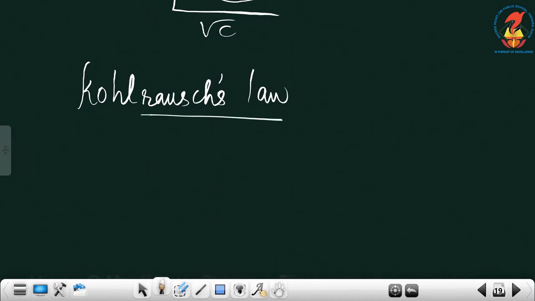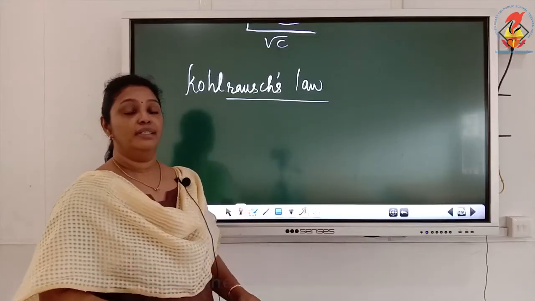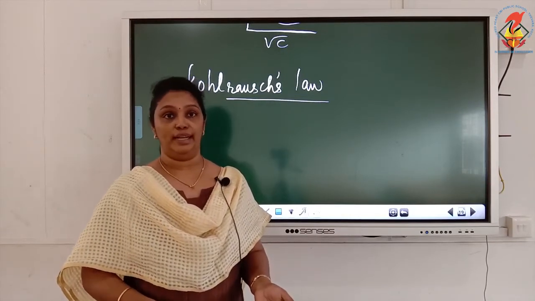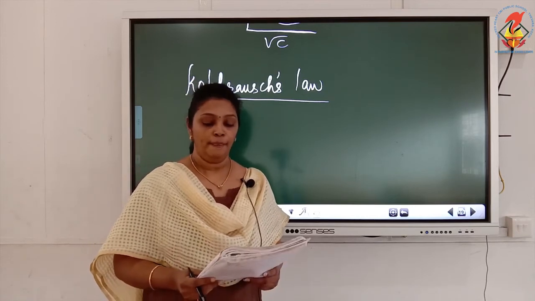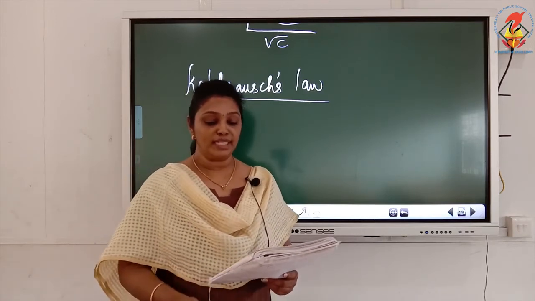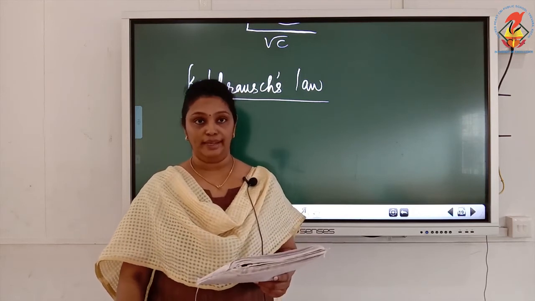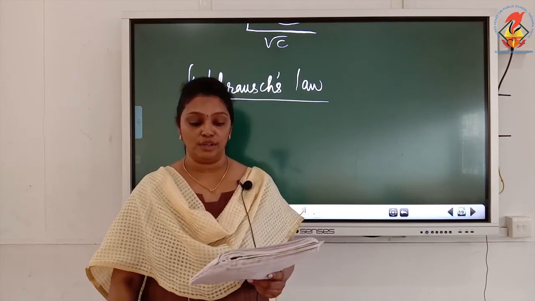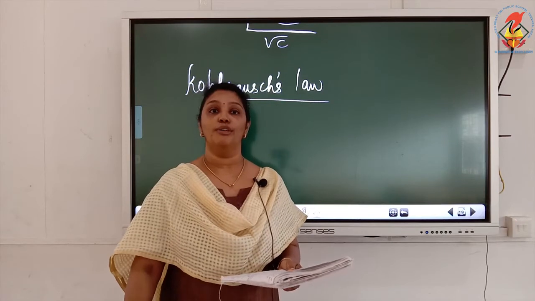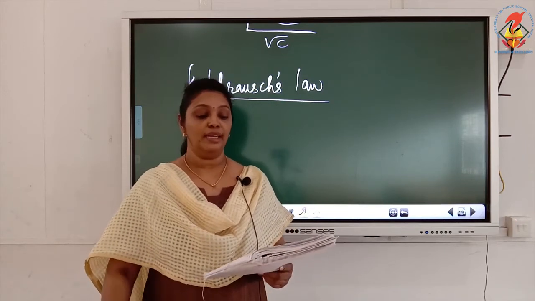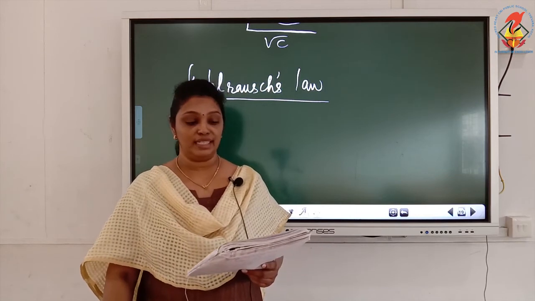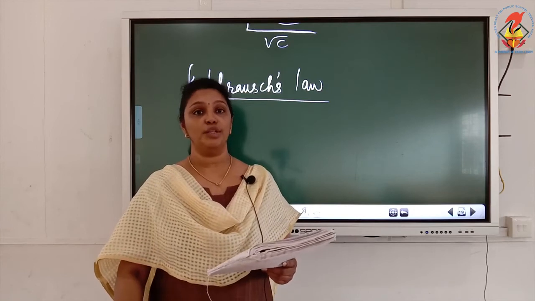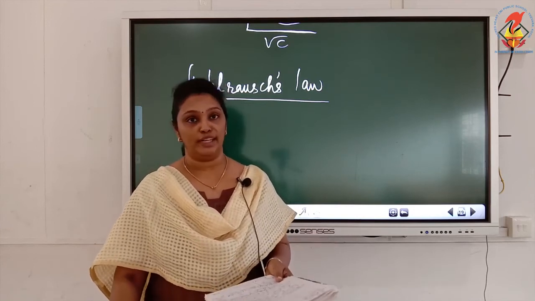Kohlrausch's law of independent migration of ions is used to find the limiting molar conductivity of a weak electrolyte. The law states that the limiting molar conductivity of an electrolyte can be represented as the sum of individual contributions of the anion and cation of the electrolyte.